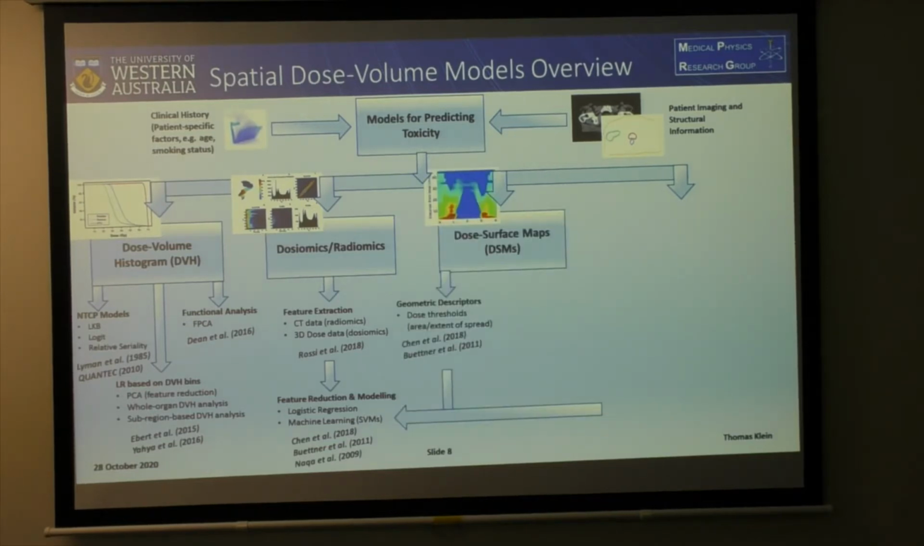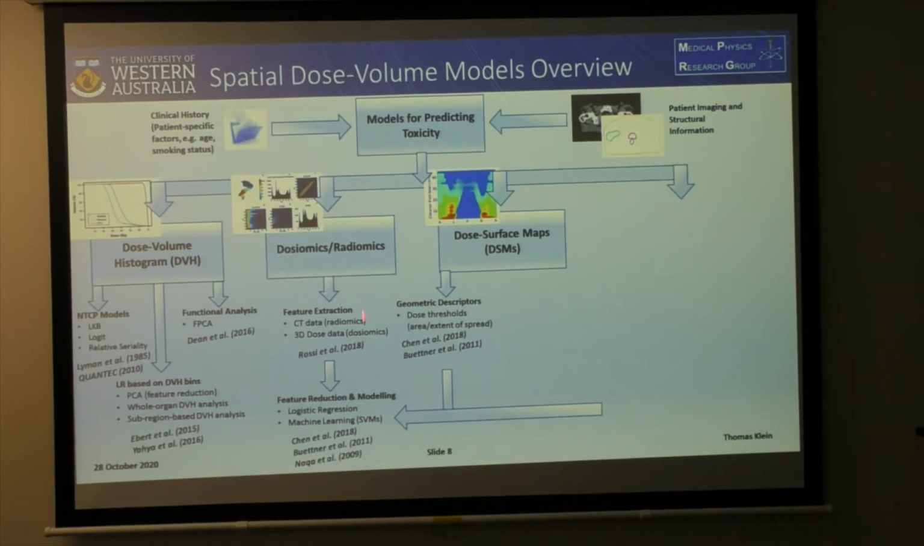Similarly, we also have dose surface maps. So these are 2D maps representing the dose to an organ surface, which are created by virtually unfolding the organ surface. And similarly, authors have also used these dose surface maps to make predictions of treatment-related toxicities. So authors such as Chen and Butner have extracted geometric descriptions from these dose surface maps to describe either the lateral or the area or extent of the spread of dose. And Chen et al. extracted a large number of dosiomic style parameters for the same purpose.